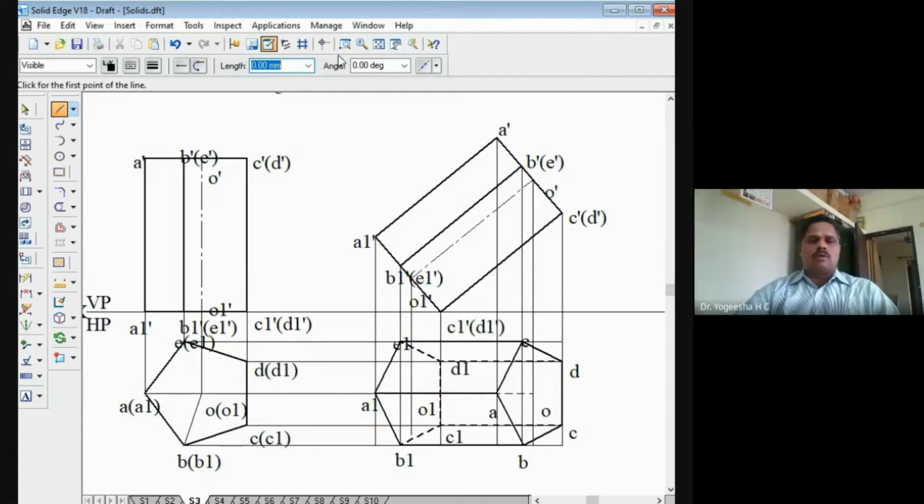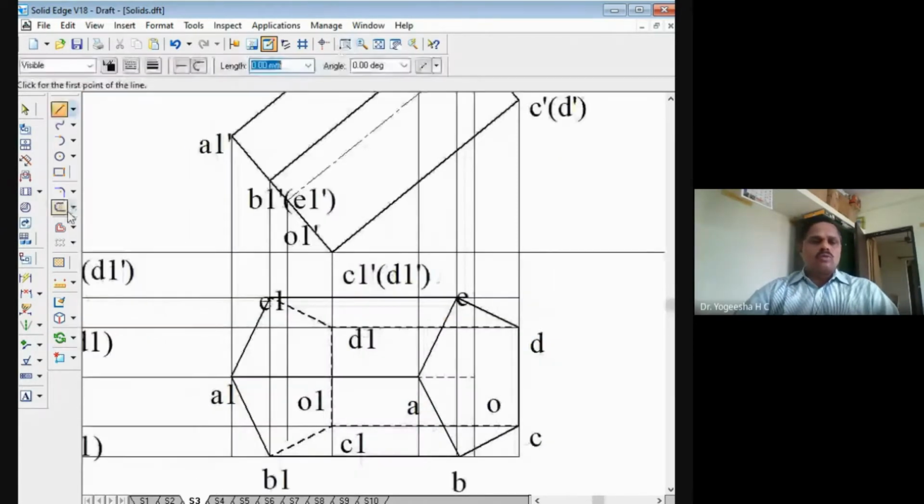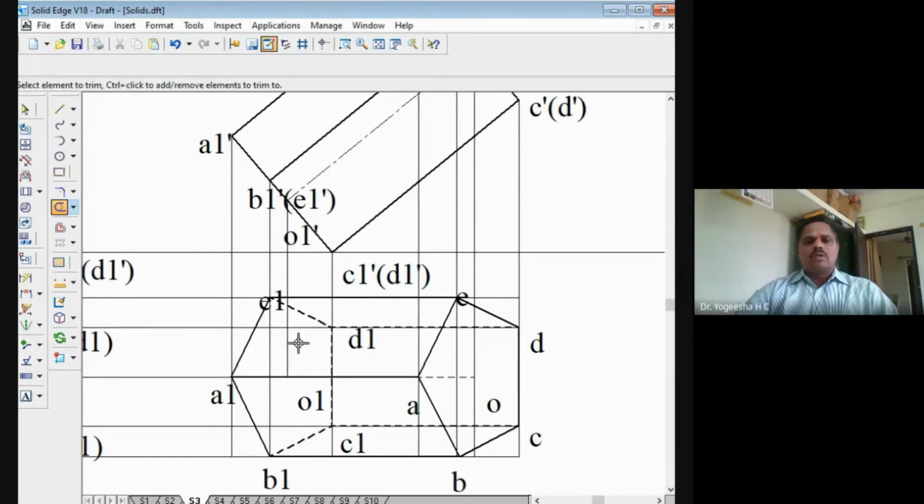Extra lines you can trim off. You can just zoom this area. So you can use the trim tool here. This line, whatever line I drew, it should be up to O1 for marking O1 only. So no need of this line extended like this. So here also is an extra line I can trim off. These lines are not required. Here also extra lines I can trim off. So this is for marking point O.